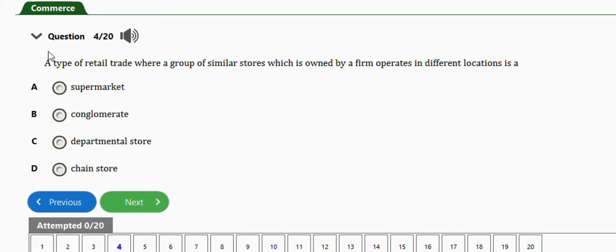Next question, it says a type of retail trade where a group of similar stores which is owned by a firm operates in different locations is a departmental store. Okay guys, it is a chain store. Rather, option D, the right answer to this question. Alright, take notes.